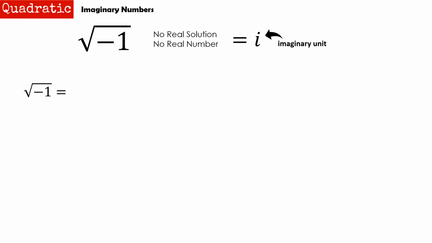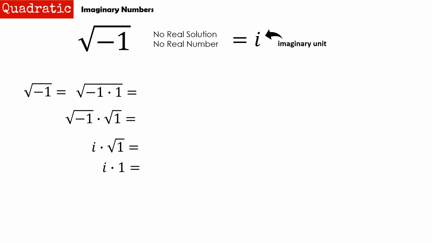So how exactly does that work? Well, the square root of -1 is the same thing as the square root of -1 times 1. We could split that up into the square root of -1 times the square root of 1. The square root of -1 is i times the square root of 1. And what's the square root of 1? Well, that's 1. So i times 1 is i.